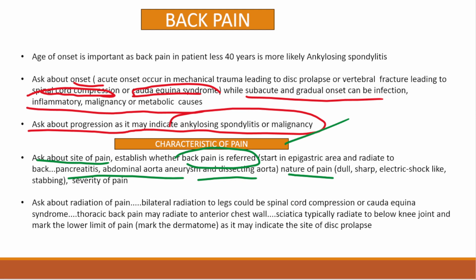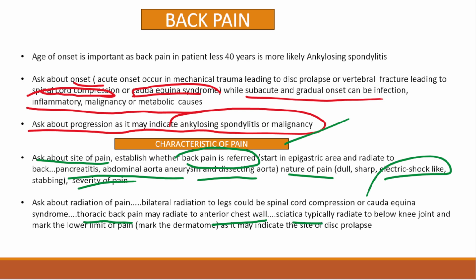Then we will ask about the nature of the pain, whether it's dull, sharp, or electric shock like. Electric shock like pain actually occurs when the nerves are compressed or the spinal cord is compressed. We'll ask about the severity of the pain, mild, moderate, or severe. Then the radiation of the pain. If the back pain has bilateral radiation to the legs, it could be spinal cord compression or Cauda equina syndrome. They cause bilateral radiation. On the other hand, if the radiation is to the anterior chest, from the thoracic spine, there will be anterior chest radiation of the pain.